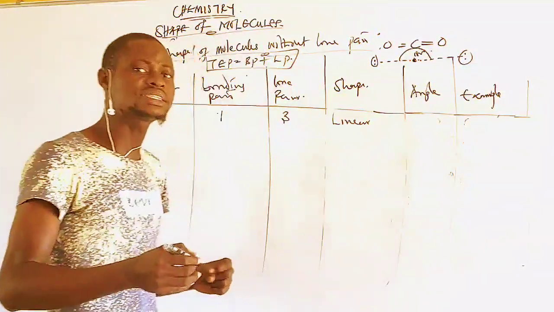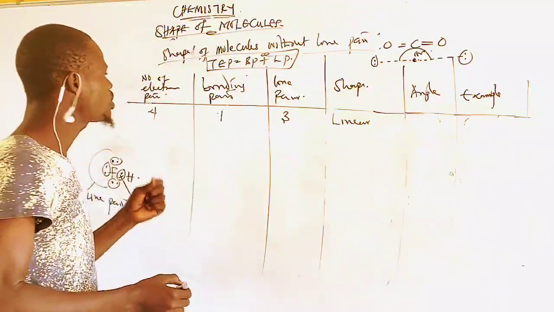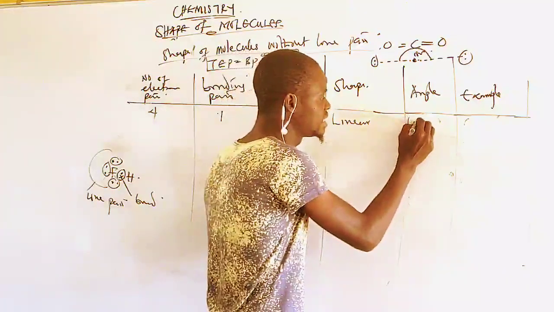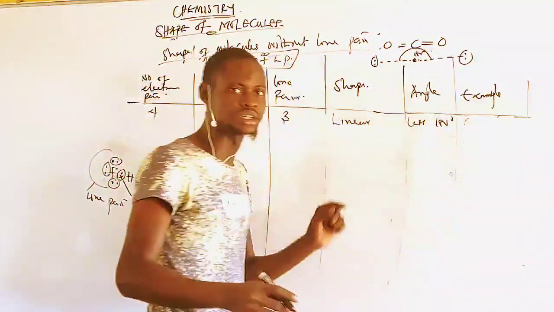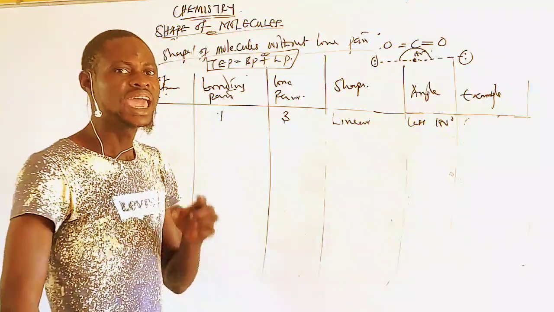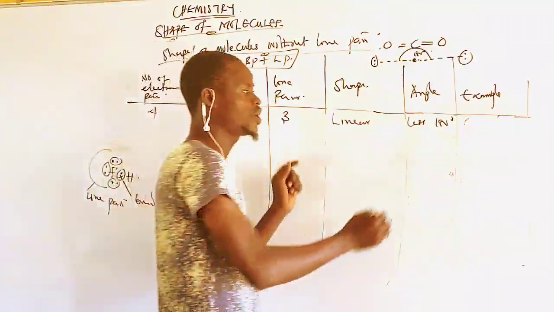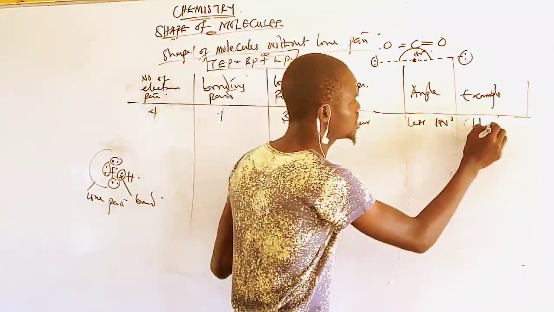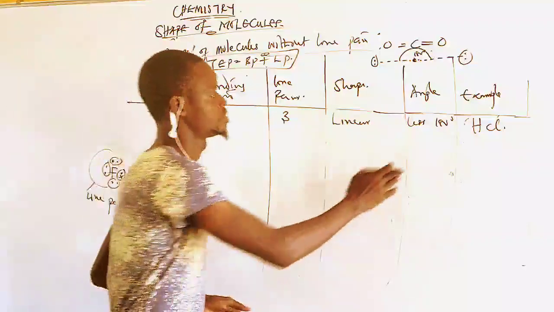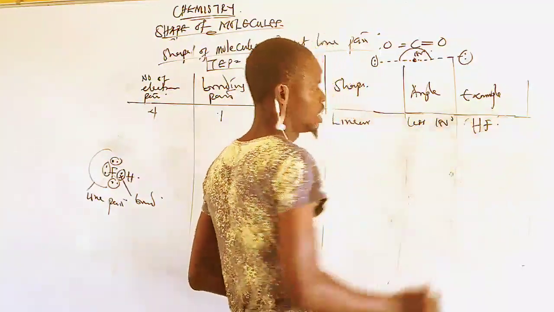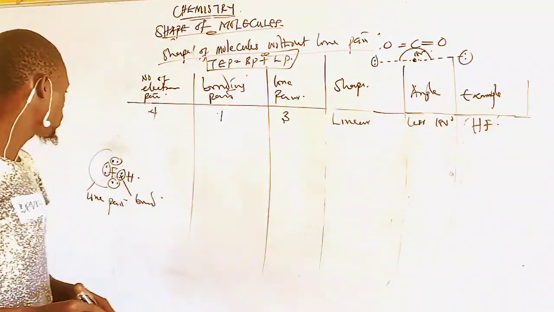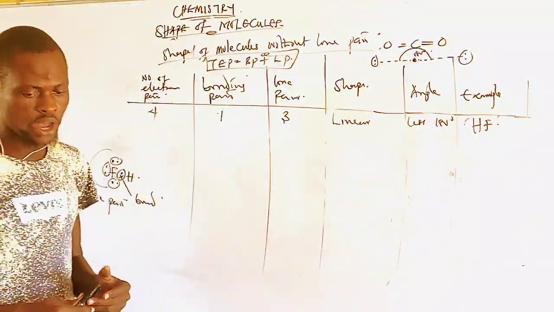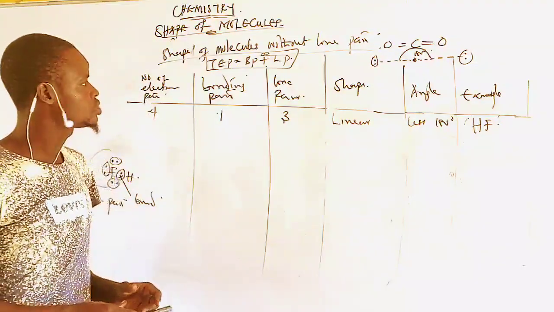But normally there must be a reduction in the bond angle, so the bond angle will be less than 180 degrees. It is found in an example such as hydrogen fluoride. So this kind of shape is found in hydrogen fluoride.